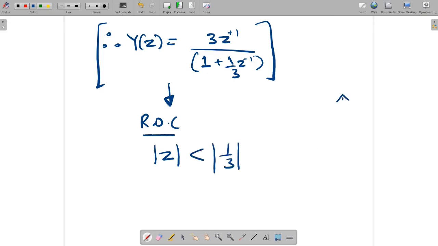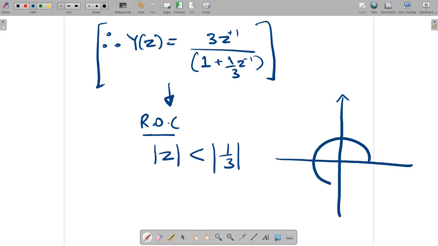Let us draw the ROC, please. Unit circle over here. Where is your pole? Pole is at minus 1 by 3. This should be minus, right? Yeah. This is minus 1 by 3. Mod z is less than minus 1 by 3, means it should be something like this. So, this over here is your ROC.